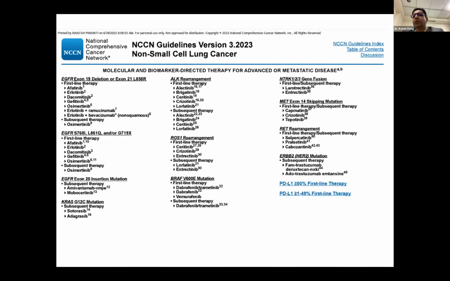Then MET exon 14 skipping mutation, RET rearrangement, and HER2. HER2 we know is derived from the growth driver of the CA breast, where we have trastuzumab and the various congeners of trastuzumab that we use in clinical practice. That is now also found to be useful in HER2 positive CA lung.